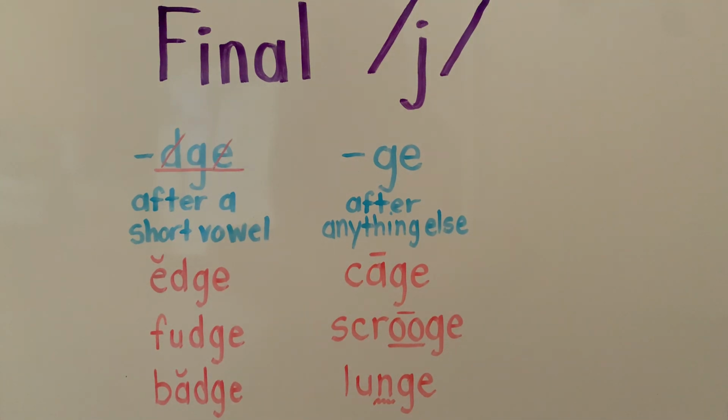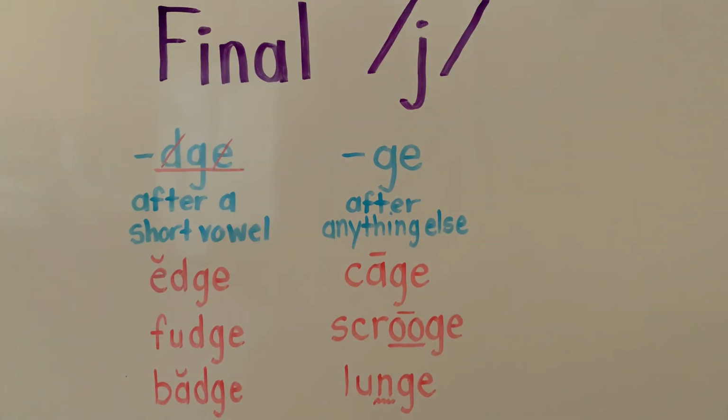Scrooge. What do you hear right before the j sound in that word? That's right, the oo vowel digraph, the long oo. So of course, after that is going to be the ge, making the j. And then lunge, what do you hear right before the j sound? That's right, an N, which of course is a what? A consonant. So since it's a consonant right before the j sound, it's spelled with ge, like the other ones.